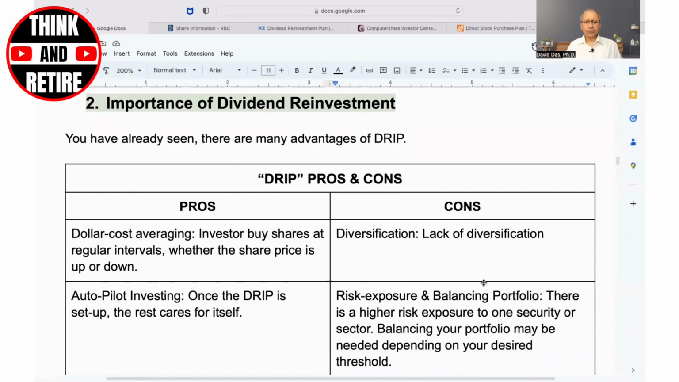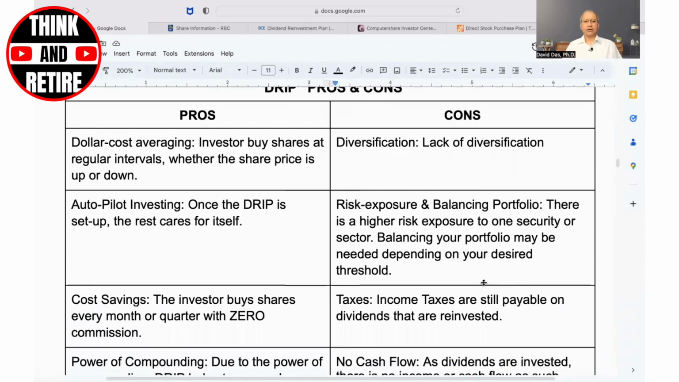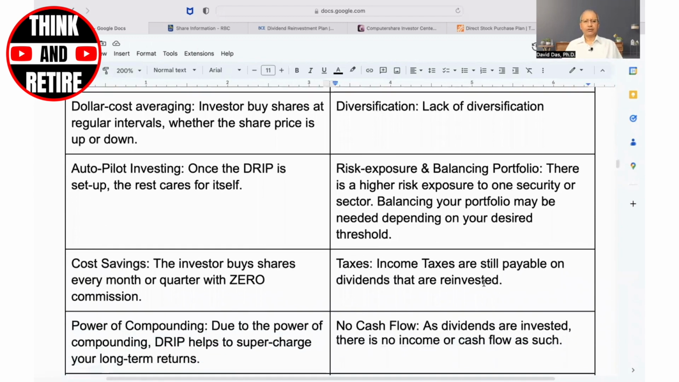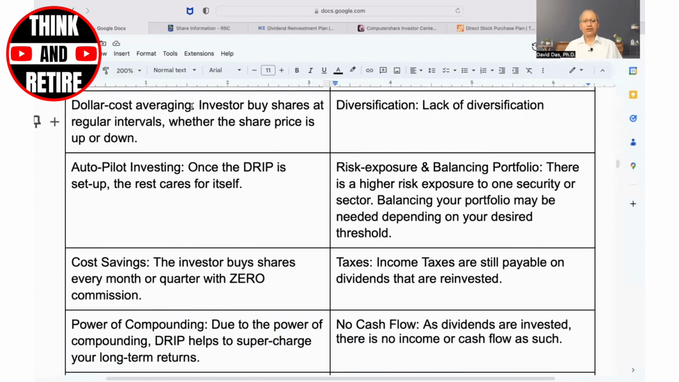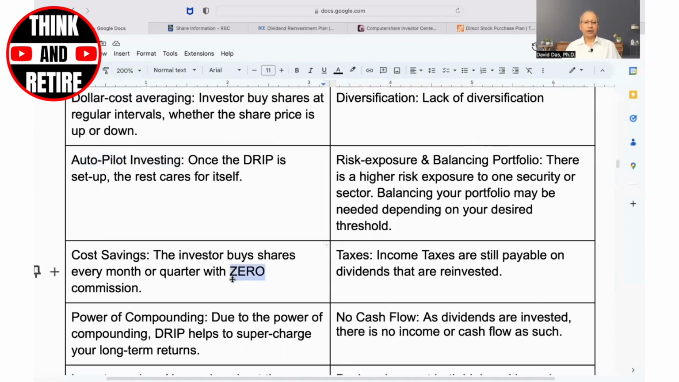Now let's talk about the importance of dividend reinvestment. As we have just seen, there are so many advantages of DRIP. So let's talk about the pros and cons. For the pros, we have dollar cost averaging. The investor buys shares whether the share price is high or low. Autopilot investing. Once the DRIP is set up, everything is automatic. Cost savings. There is zero commission, so the investor saves money in the long run.